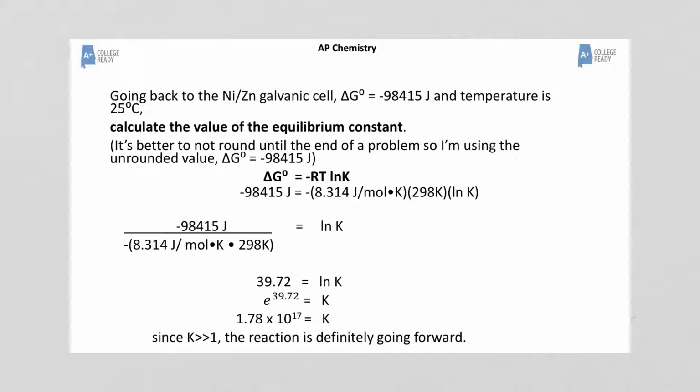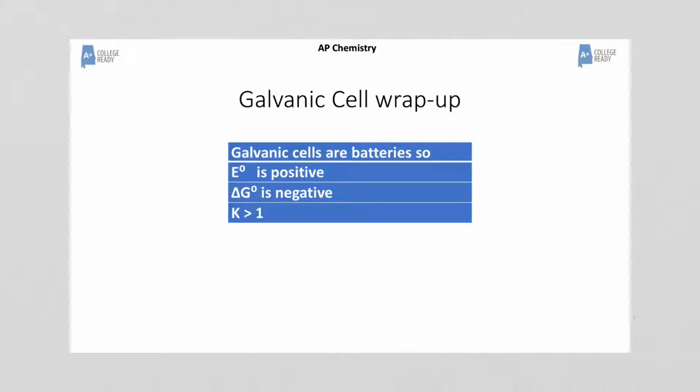K is much greater than 1. There's no doubt this reaction is going forward. But just as a wrap up, if we're going to have a battery or a galvanic cell, our cell potential has to be positive, delta G must be negative, and K is going to be greater than 1.